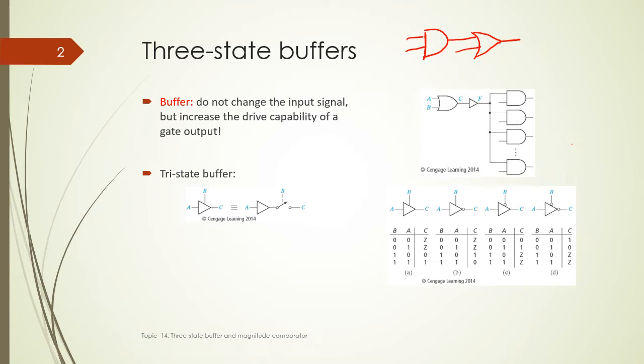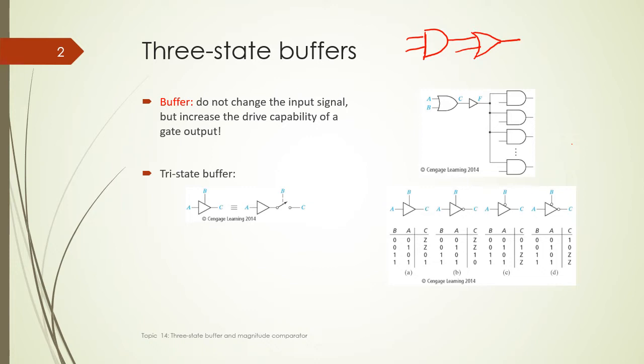To solve this issue, people usually insert a buffer between those two levels of gates. You can think the buffer still keeps the logic value of the input, but it will increase the current level, so it has enough current to distribute to different gates there. Then the total delay is still maintained at an acceptable level. So that's the main application for buffers.